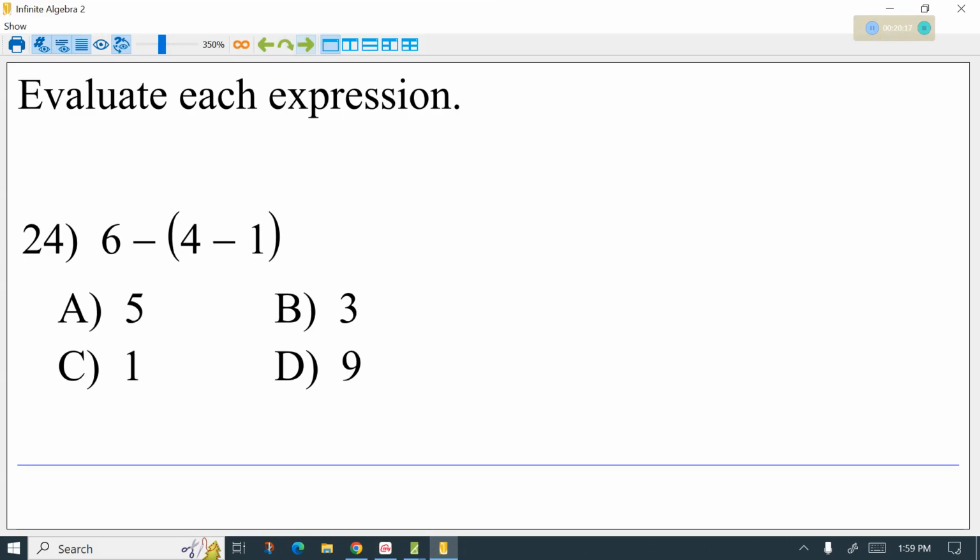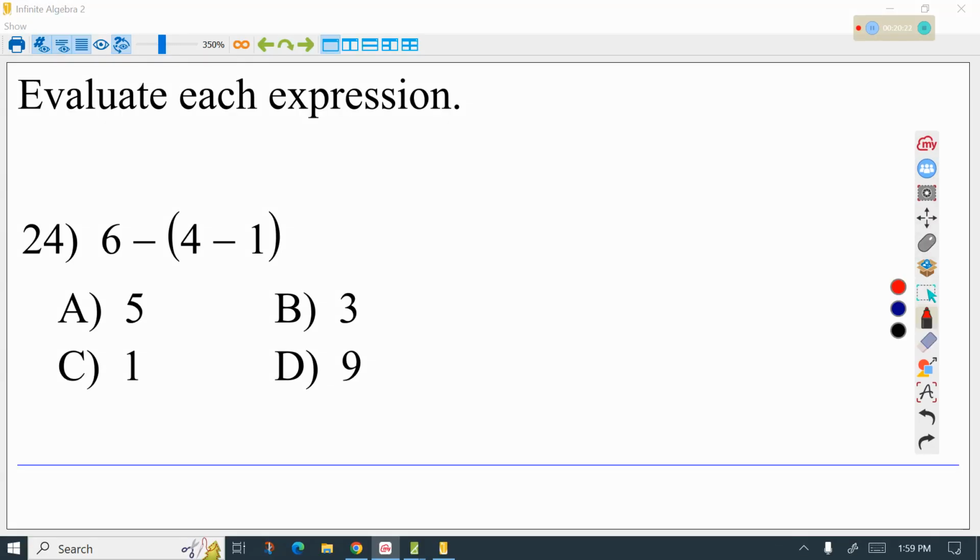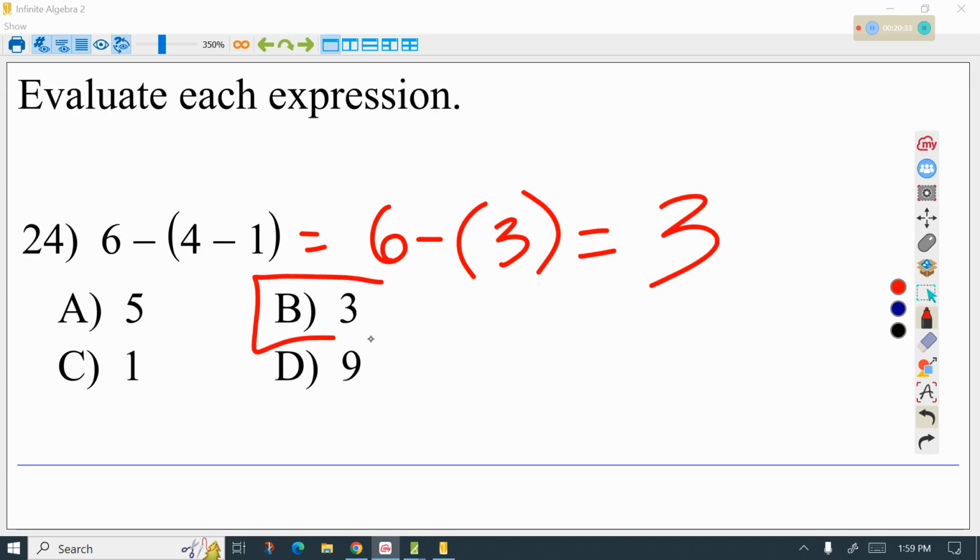So 24, we'll do this one together to make sure you guys have some kind of example. Okay? 6 minus, and then 4 minus 1, well, 4 minus 1 is 3. And 6 minus 3 is 3. So, you should have B right there. Okay?